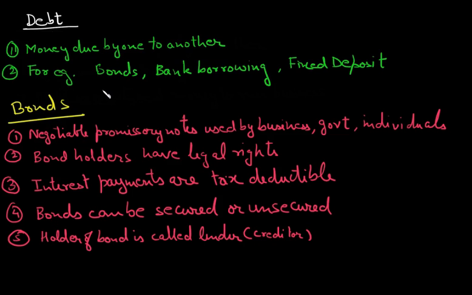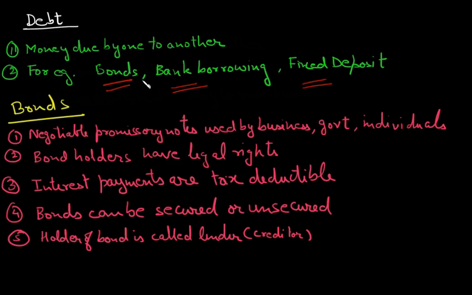So before we move on to the types of bonds and the characteristics of bonds, let's take a step back and look at the meaning of debt and what we mean by the term bonds. So what is debt? Debt is basically money which is due by one party to another. Debt can be taken in various forms. It can be in the form of bonds, bank borrowing, or fixed deposit.